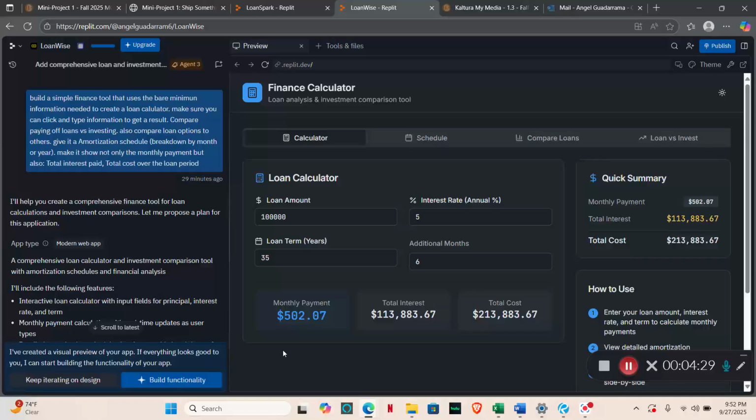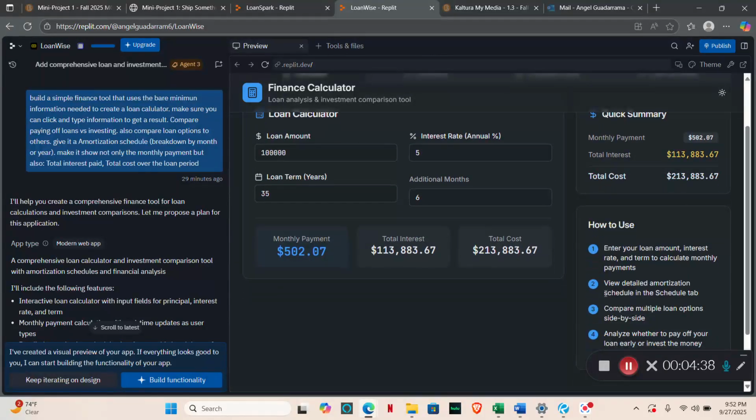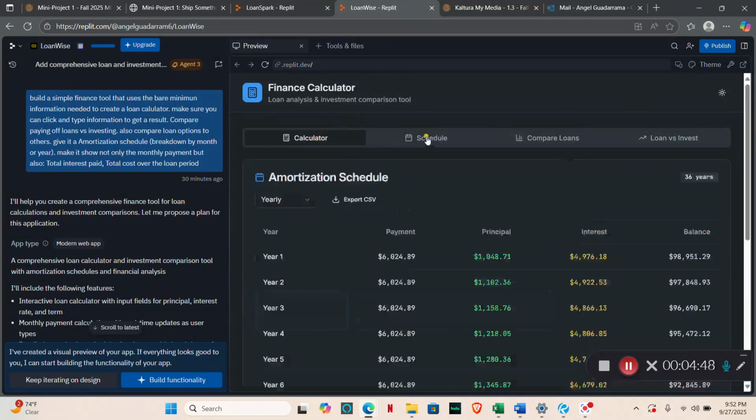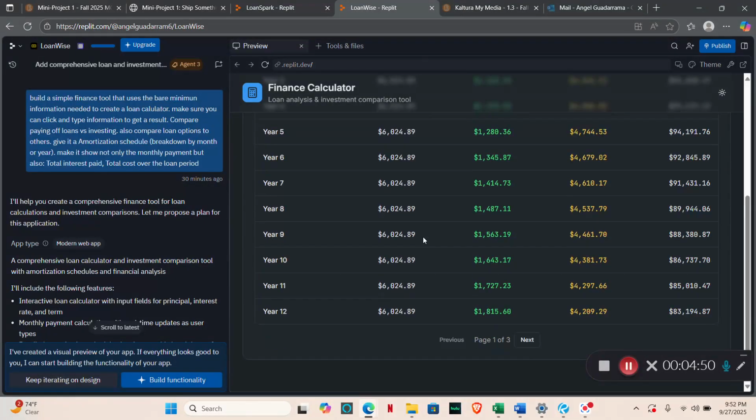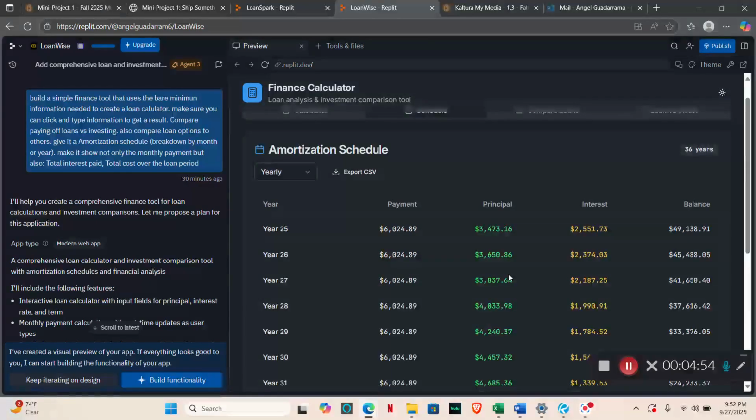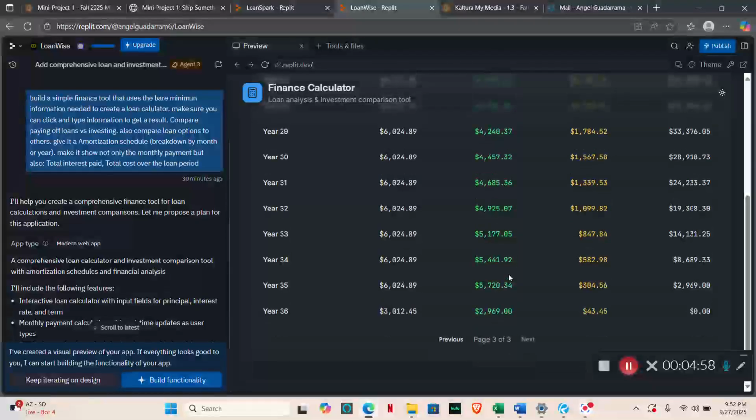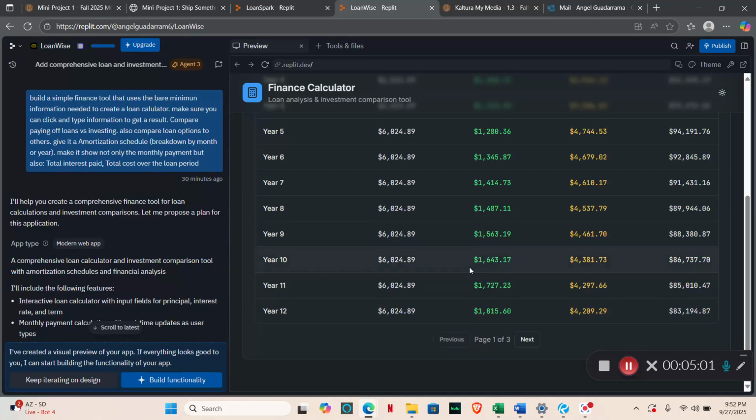We get a monthly payment of 502 with a total interest of 113,000 and a total cost of 213. So, we have a little breakdown over how we can use this. You enter the loan amount, interest rate, and term to calculate monthly payments. If we wanted to see the schedule, we can go over here, year by year. It gives you a breakdown of all payments, principal, the interest, and the balance, year by year. It's pretty handy.